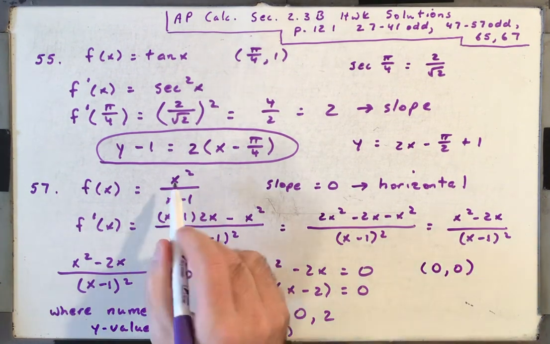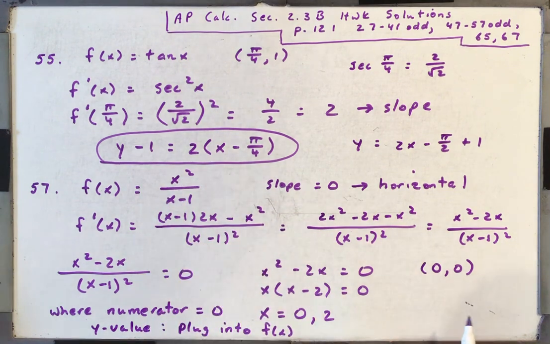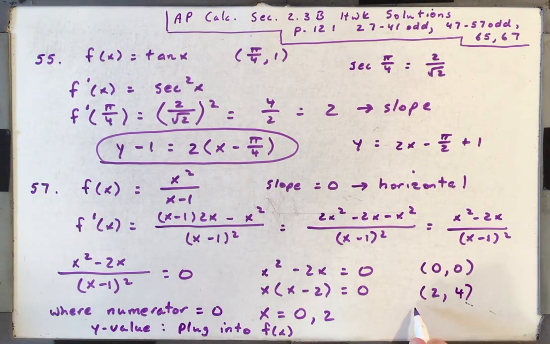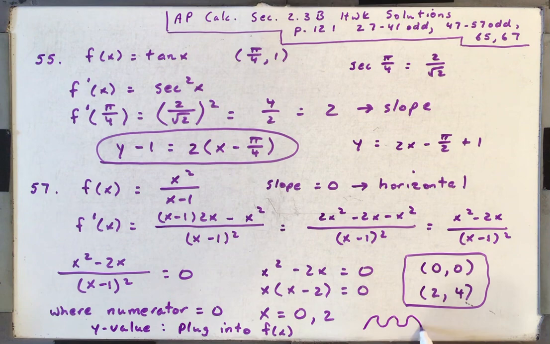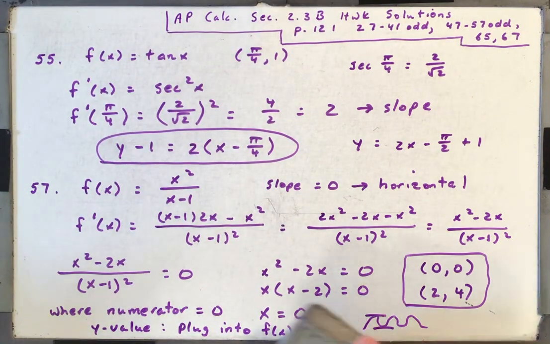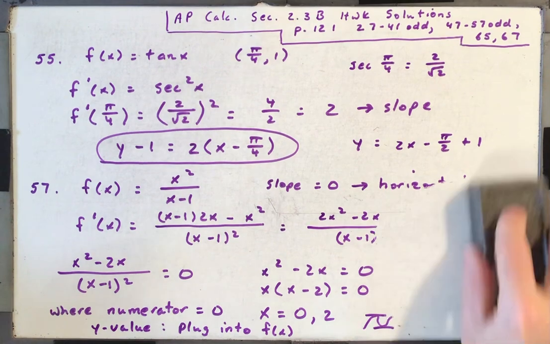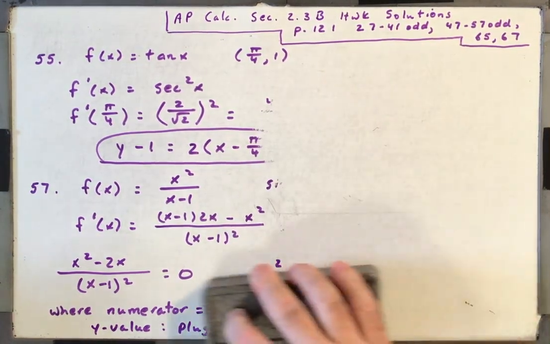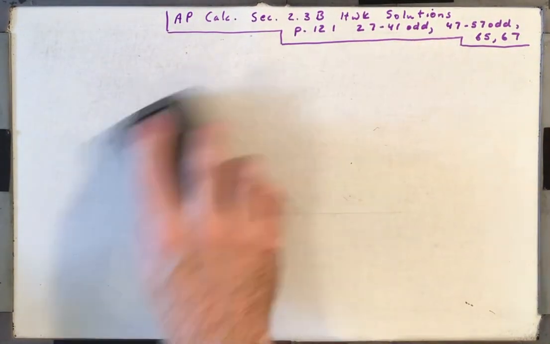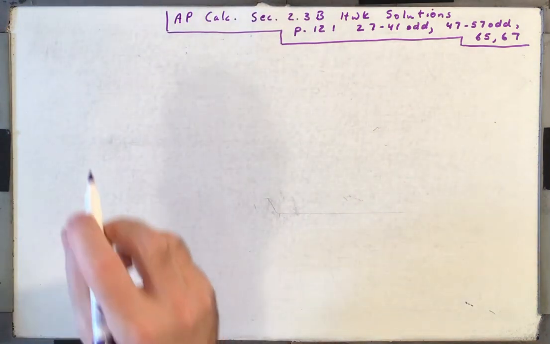If you plug 0 in up here, that'd be 0 over negative 1, that's 0. When x is 2, plug in a 2 up here, that's 4 over 1. The y value is 4. So those are the 2 points where this curve, whatever it is, has a horizontal tangent line. Okay, another really good problem, especially recognizing, and you'll see this again in the future, you care about where the numerator is 0 when you're trying to figure out where that function equals 0. Okay, 2 more to do.